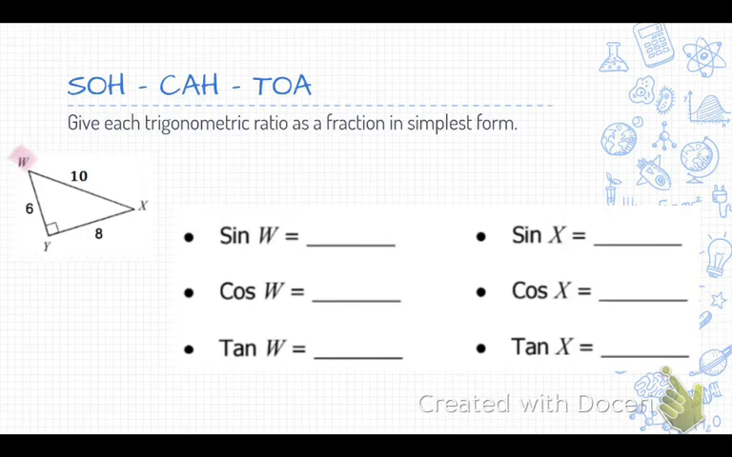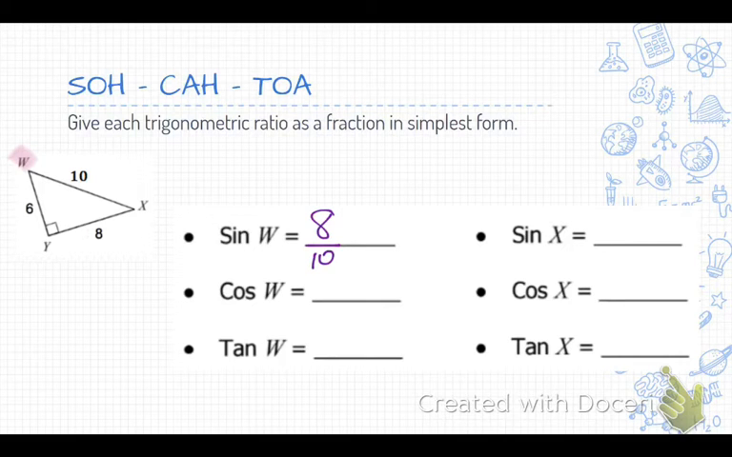So for sine W, what do I write? Sine W is what over what? Opposite over hypotenuse. So what is opposite from W? What side does it open up to? 8. It opens up to 8. And what is my hypotenuse? 10. Are we all on the same page now? This is all I'm asking you to do.